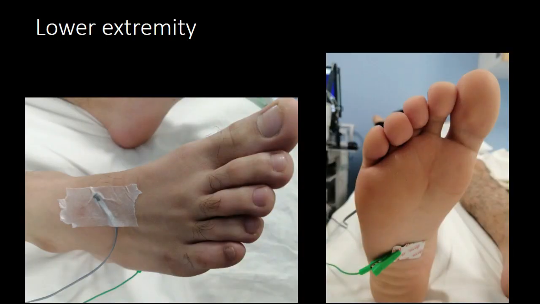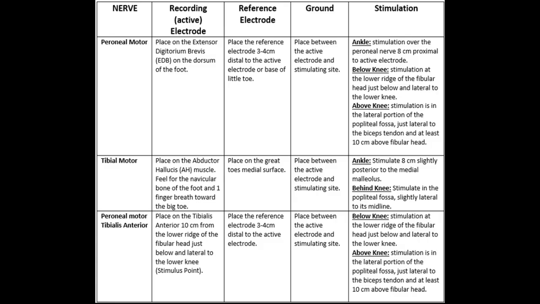Coming to the lower extremity nerve conduction studies. So when we talk about the lower extremity, again, talk about the temperature probe on the dorsum, ground on the plantar surface. When we do the peroneal motor, you're going to place a recording electrode on the extensor digitorum brevis, which is a small muscle. That is extensor digitorum brevis. It is a small muscle.